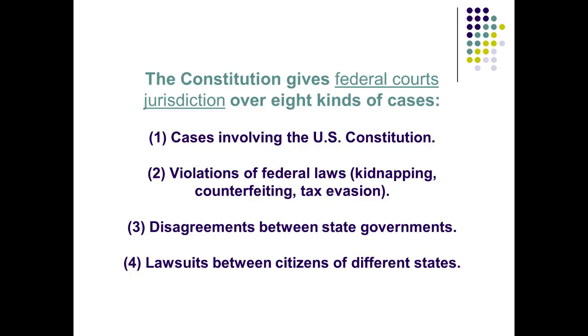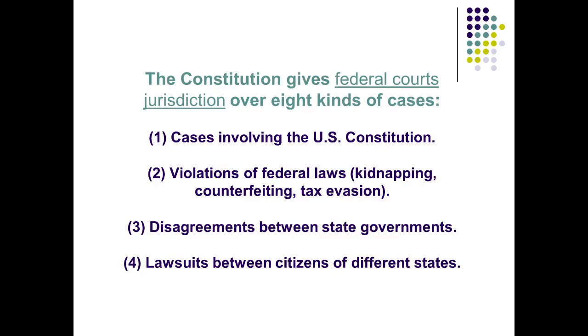All right. In federal courts, so all national level courts, Supreme Court, the Court of Appeals, U.S. District Courts, all those guys, they have 8 cases where they have jurisdiction. First, cases involving the U.S. Constitution. The U.S. Constitution is the ultimate national law, so obviously it would go to a national court. Violations of federal laws, kidnapping, counterfeiting, those things, so statutes made by the Congress and then signed by the President, any violation of those kind of laws, they are allowed to go to federal court.